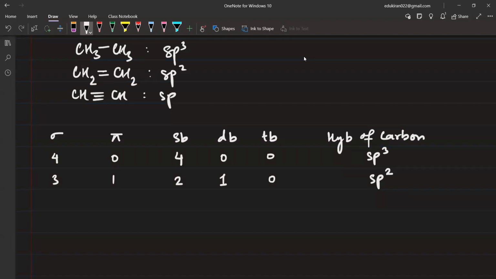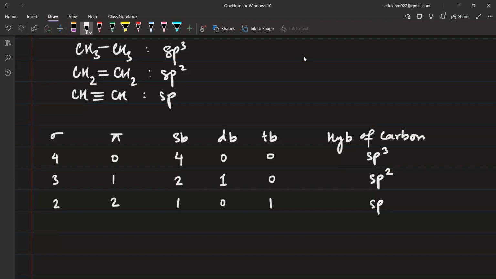Let us reduce it further. I have 2 sigma and I have 2 pi bonds. Now, in this case, how many single bonds will you have? 2 sigma, so obviously 2 plus 2 will be 4, right? So here there will be 1 single bond and 0 double bonds and 1 triple bond. You can see 1 single bond, 1 bond, and 1 triple bond, that means 3 bonds. So 3 plus 1 will be equal to 4. Now, in this case, you will have sp hybridization.